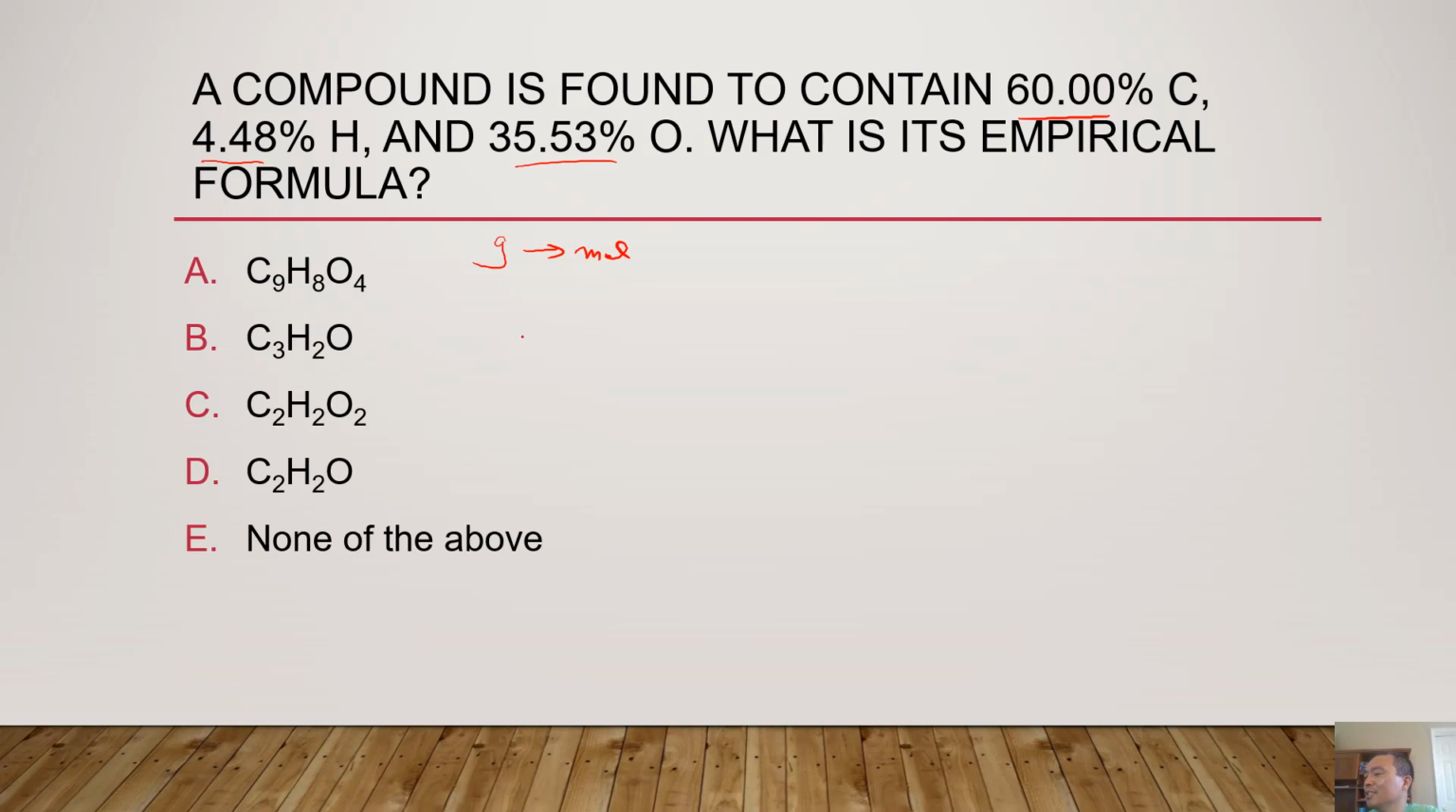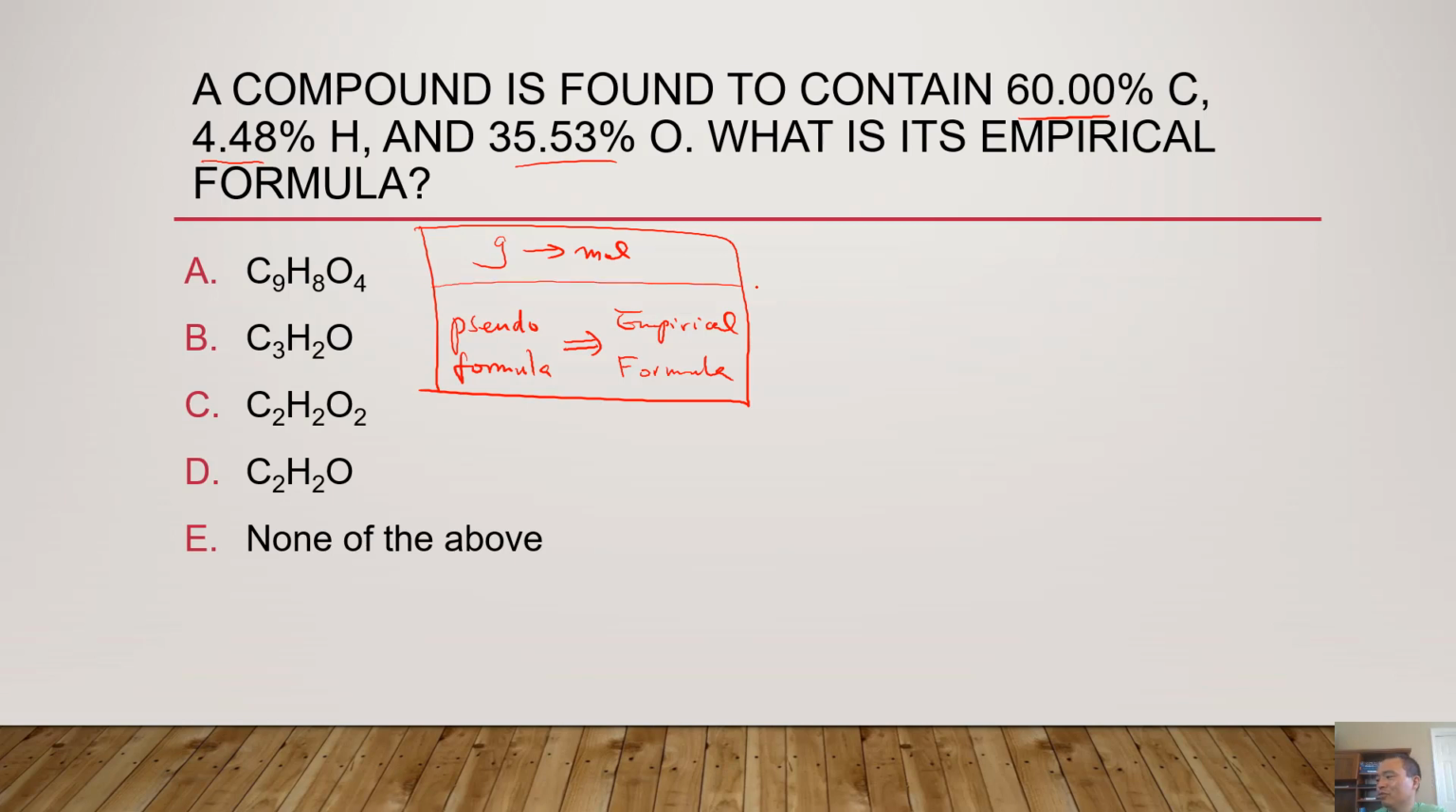The second key step is the so-called pseudo formula. Pseudo formula means you use the moles as the subscripts, and you convert it to an empirical formula. How do you do that? You divide the pseudo formula by the smallest number of moles. So if I summarize it, the whole procedure can be written as: grams to mole first, then you convert the pseudo formula to the empirical formula.